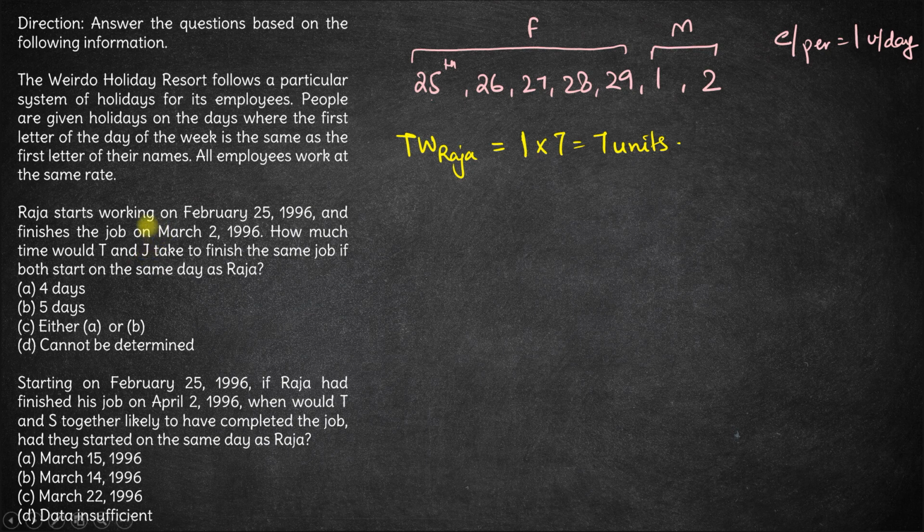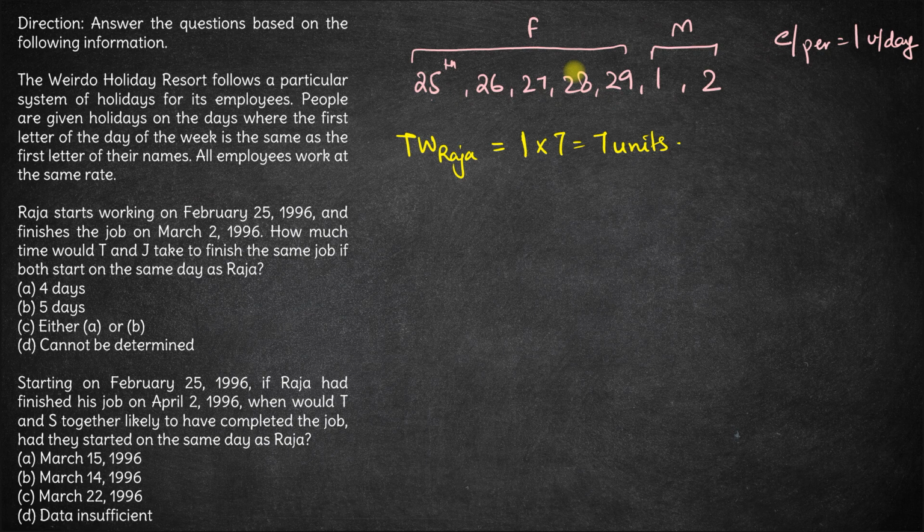Because no day of the week starts with J, but T will receive leaves on 2 days, Tuesdays and Thursdays, because Tuesday and Thursday both start with T. Now J will work on all these days, but what about T? T will get leaves on Tuesdays and Thursdays. So when do we have Tuesdays and when do we have Thursdays over here?